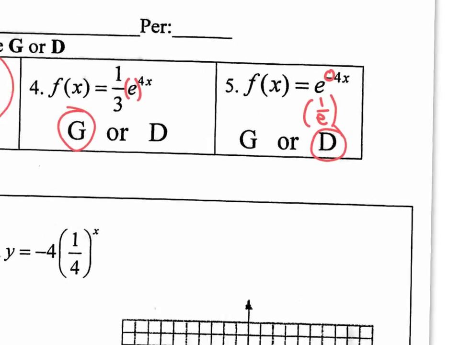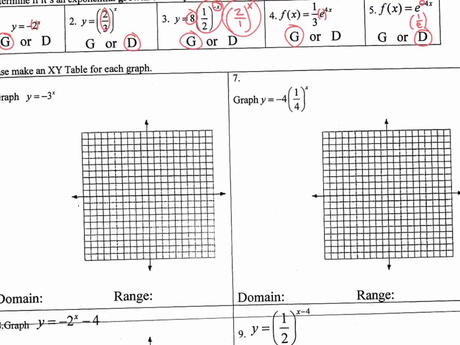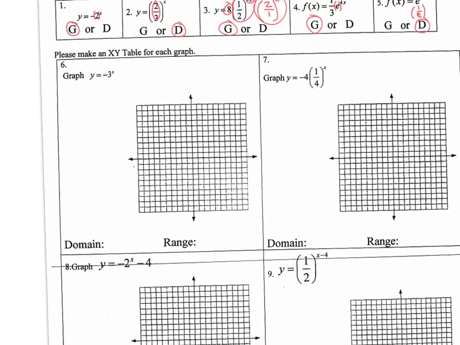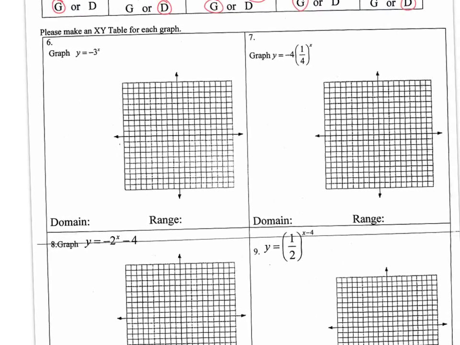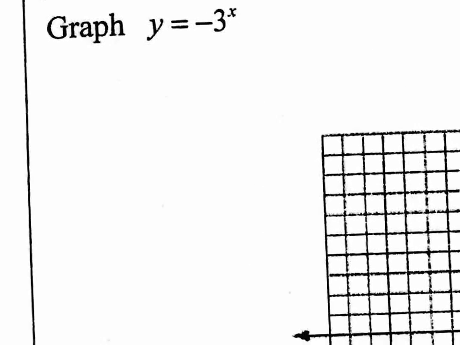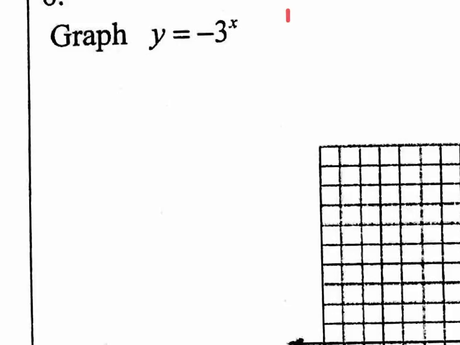Let's actually get to some graphing ones. I'm not going to do all of them. The answers are already posted on Edmodo. I'll do a couple of them. Number 6 or number 7? 6. Okay, so 6, it does not have an h or k.